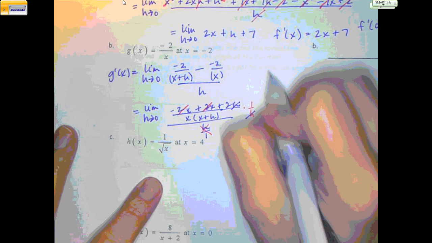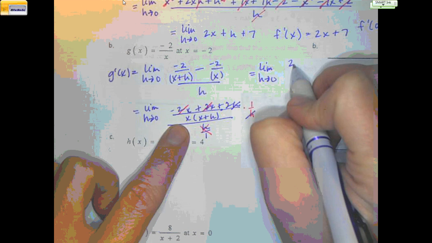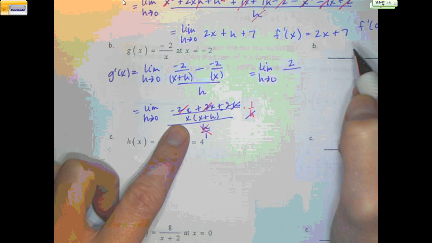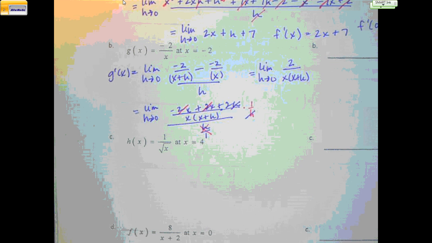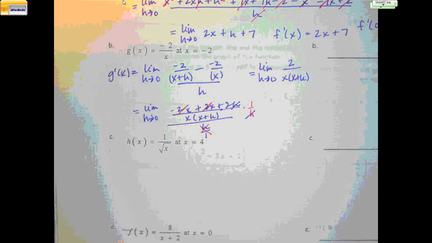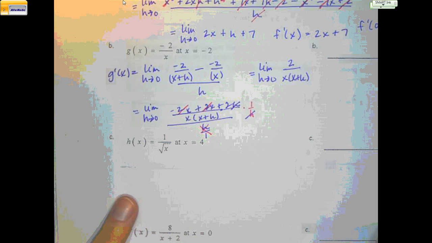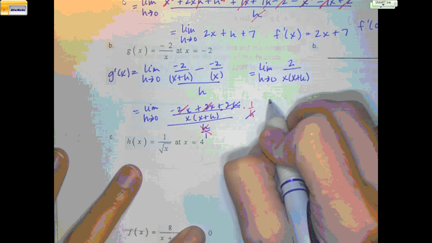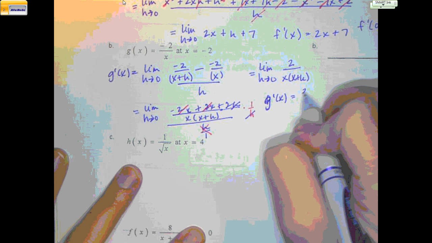So now what we're left with is the limit as h approaches 0. I've got a positive 2 on top. And on the bottom, I've got an x times x plus h. Is that it? Yep, I think that's what I got. Now what? Yeah, now you can plug in your 0 because it does not make the bottom undefined. Now, whoops, that's a g, sorry. Now we have the derivative of g of x is 2 over, if h is 0, that's x squared.